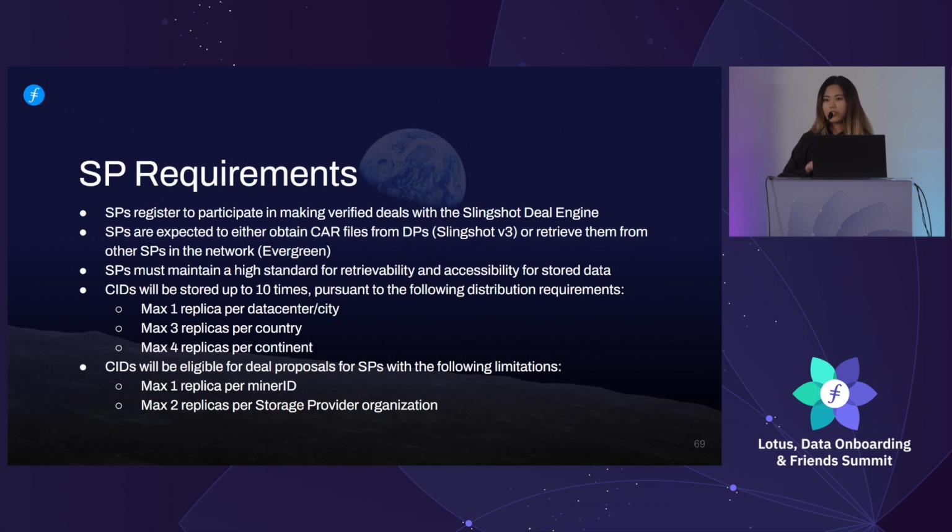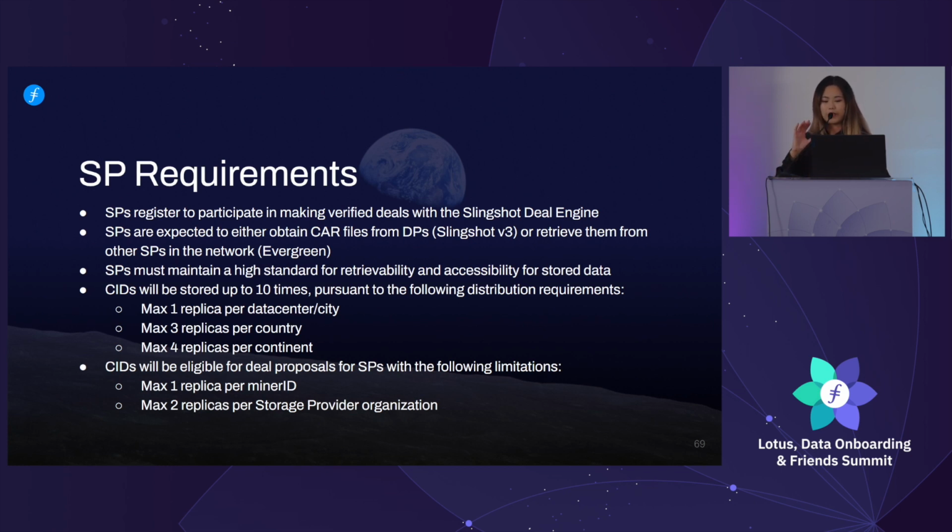So, dive a little bit into SP requirements. As the SP, you would register to make verified deals with the deal engine, and you would get CAR files from data preparers if you don't want to prepare the data yourself. And you are held to a high standard of retrievability because what we store here is data that's useful to the world, so we want to be able to retrieve them.